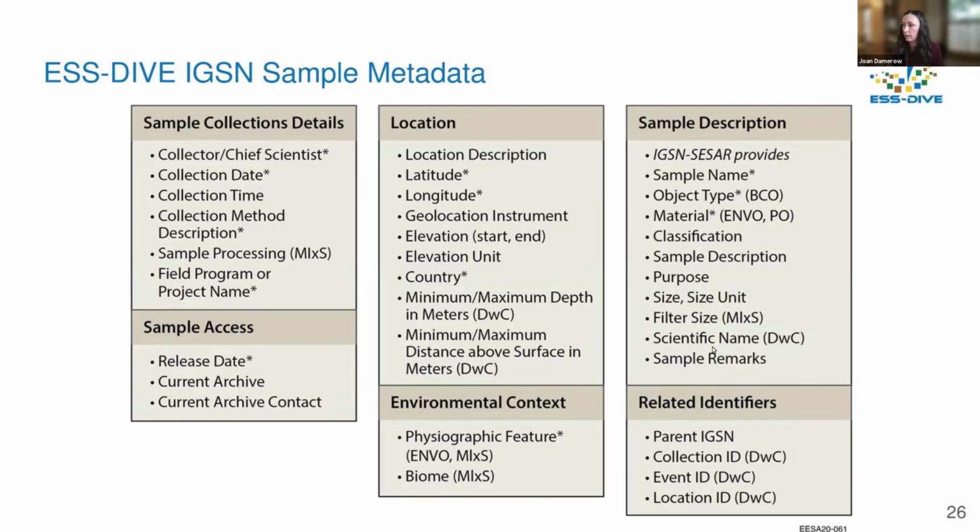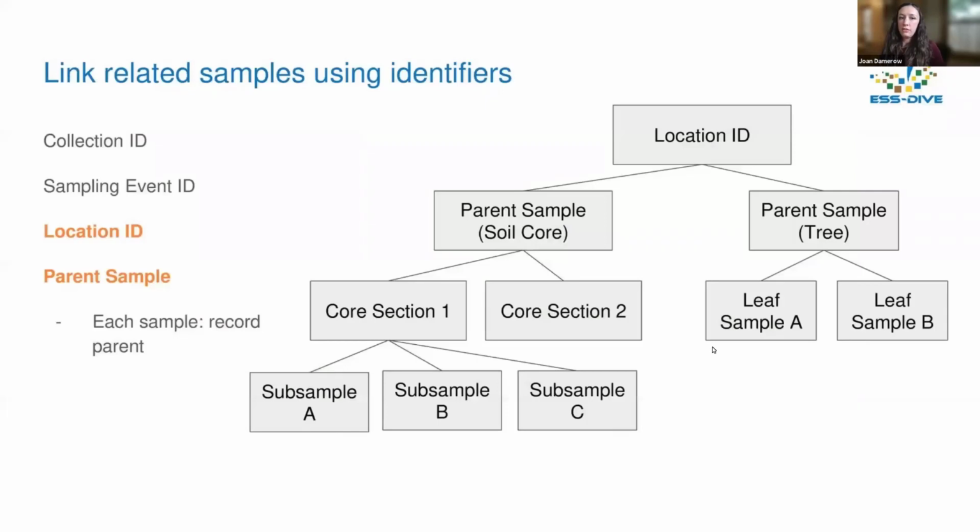And we've added an identifier called a collection ID. And these related identifiers are based on identifiers that came from Darwin Core, which is a standard for biological observations and specimens.